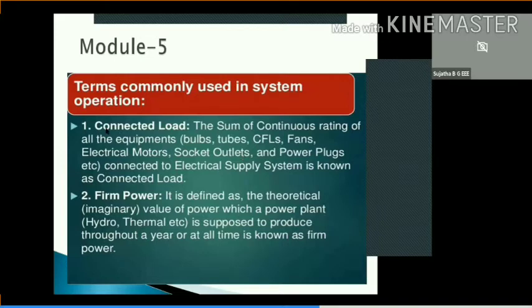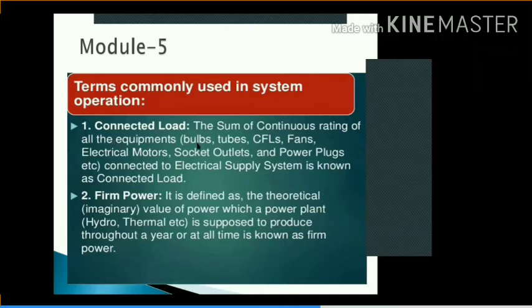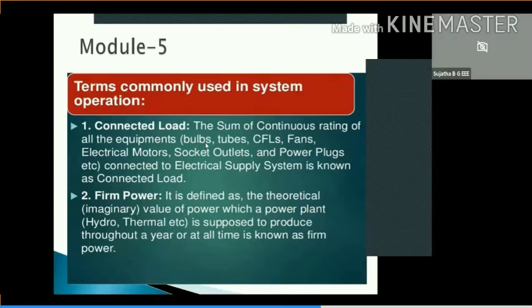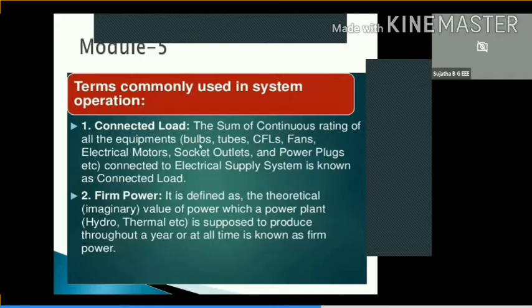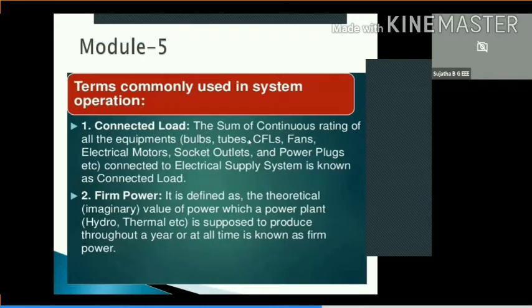So we have connected load, the sum of the continuous ratings of all the equipments. Each equipment may have different ratings. See, a bulb may have 40 watts or another bulb may have 60 watts. Even CFLs, their rating will be very small. So the sum of all these ratings together will give the connected load.